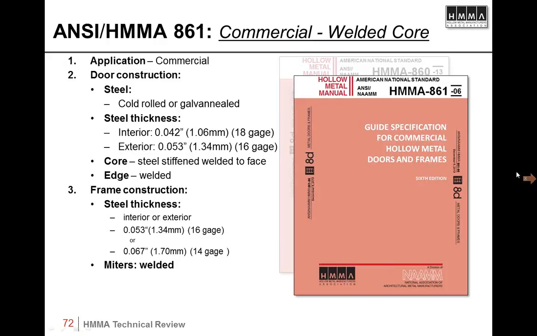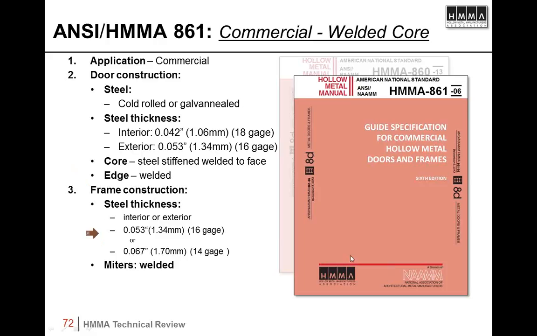Now, this is an upgraded internal construction for durability. Your interior doors are 042 or 18 gauge construction. That's an upgrade. Exterior are 16 gauge or 053 construction. The core is still welded steel stiffeners, but the main difference is on the edge, where the edge is only a welded door edge. So interlock seams, etc., are not available.